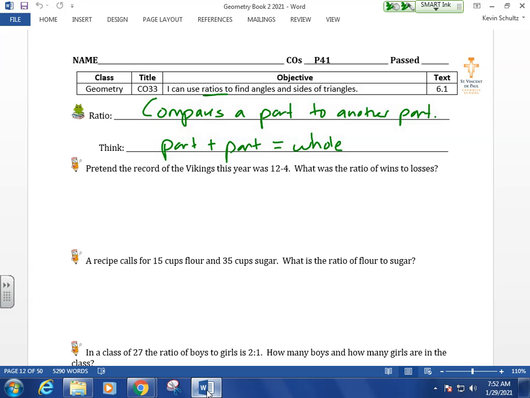So let's look at some examples here. Pretend the record of the Vikings this year was 12-4. What was the ratio of wins to losses? Well, we've got 12 wins compared to 4 losses. So our ratio is going to compare the wins to the losses. It's going to be 12-4. 12 wins, 4 losses. And if you look at the whole, the total, how many games did they play in all? We can use the ratio to find that answer as well. 12 wins, 4 losses, total of 16 games played, 12 plus 4.